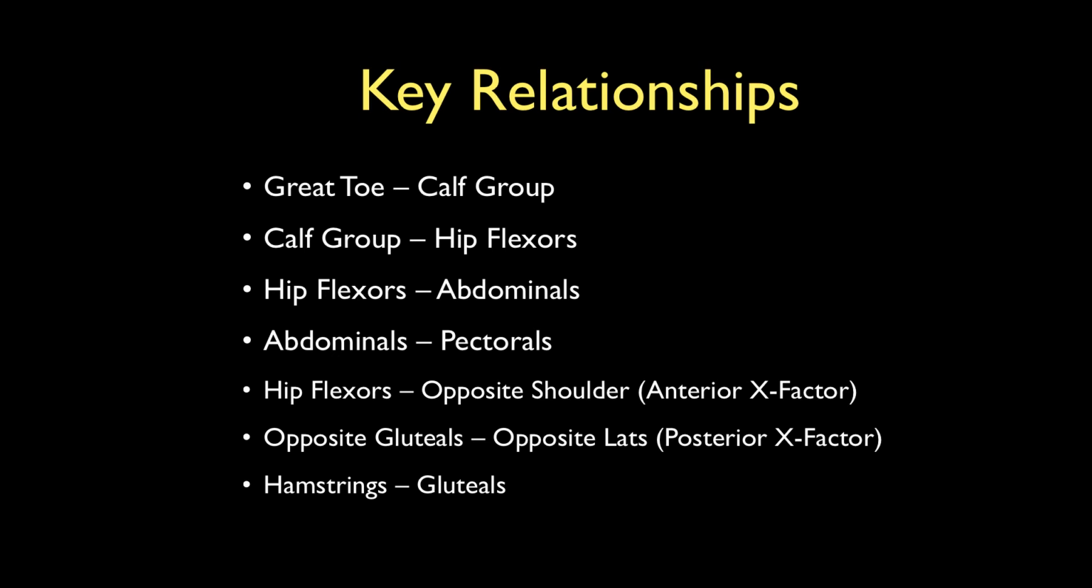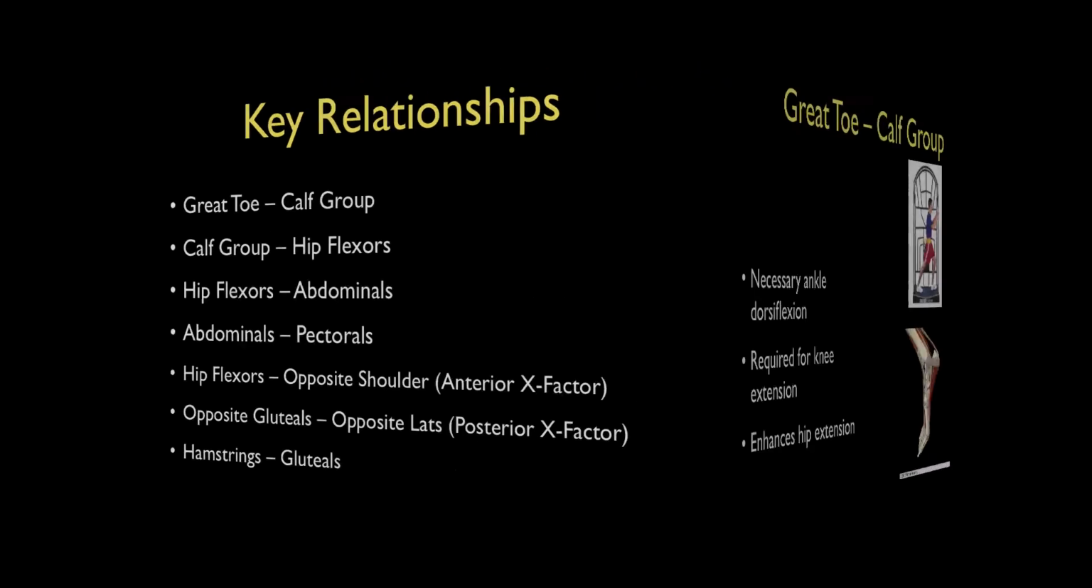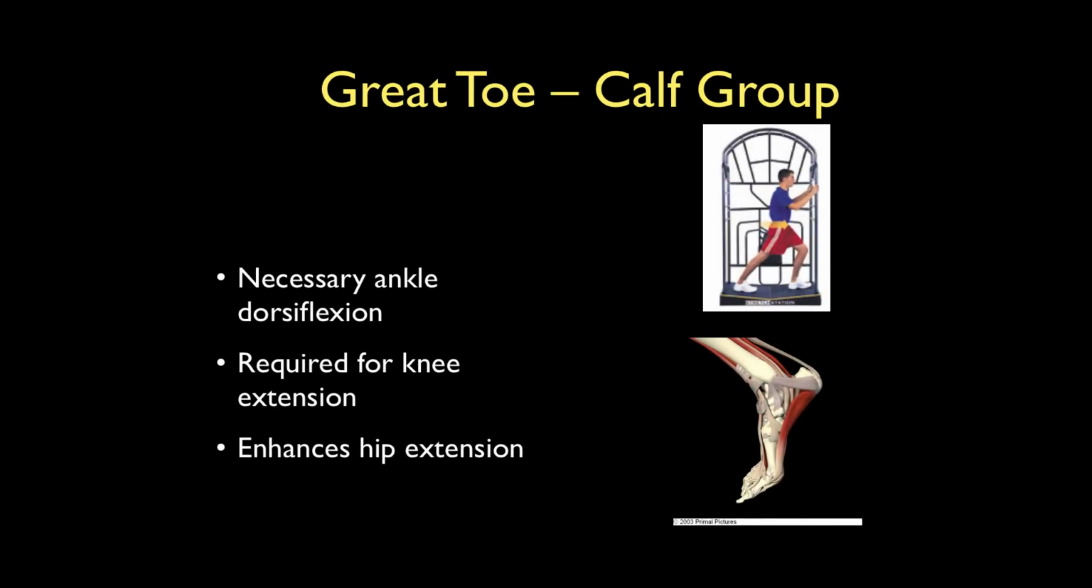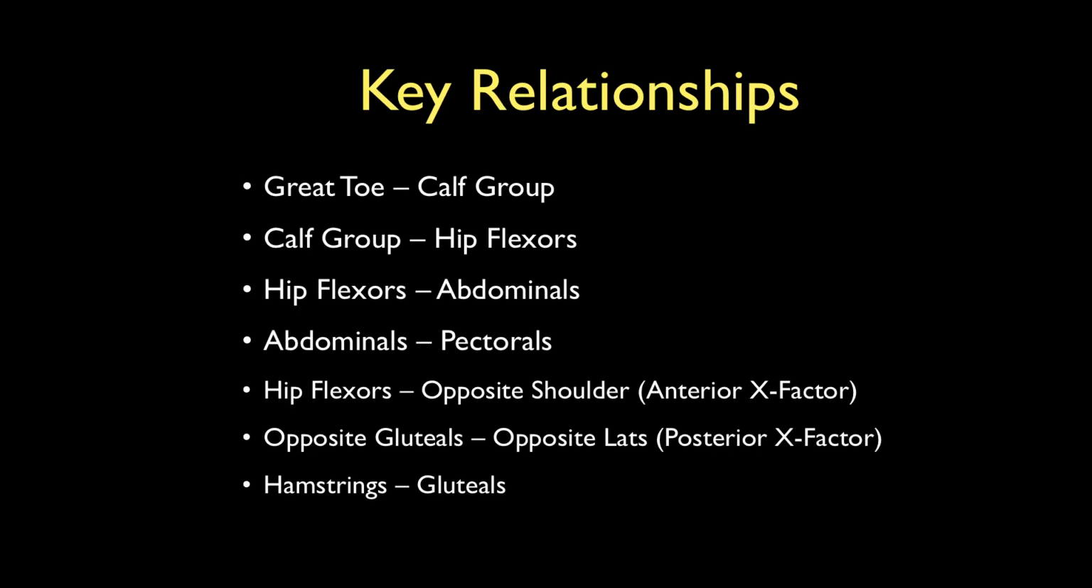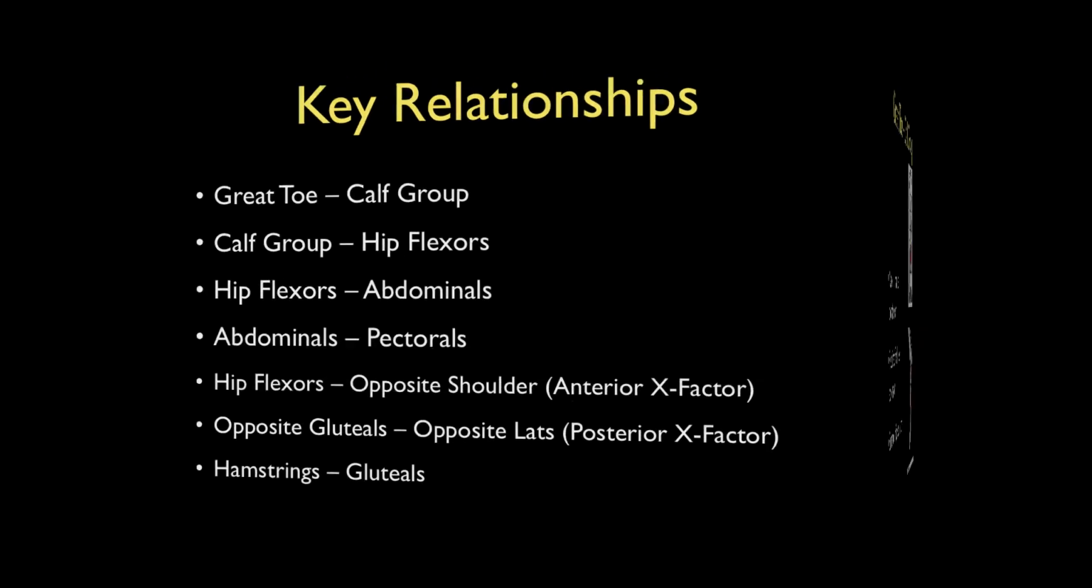Therefore, the following are regions that should be stretched together and motion captured in these critical areas. The great toe and calf. The calf group and the hip flexors. The hip flexors and the abdominals. The abdominals and the pectorals. Hip flexors and opposite shoulder, meaning the anterior X factor. Opposite gluteals and opposite lats, the posterior X factor. And the hamstrings and gluteals all need to be stretched together at some point within the stretching program.